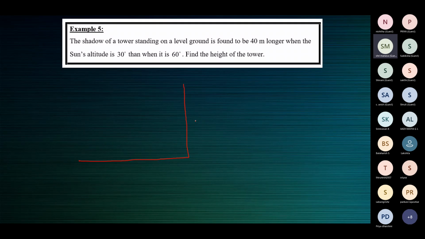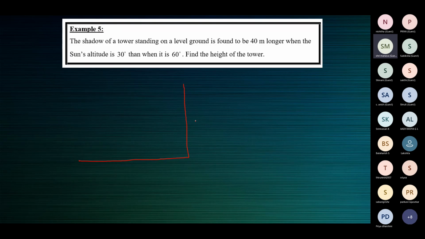But you know that the length of the shadow at different times of the day is different. Shadow is the shortest at noon. The length of the shadow will be different at different times of the day. The shadow of a tower standing on a level ground is found to be 40 meters longer. The tower doesn't grow taller or shorter. The tower is the same. The length of the shadow varies at different times during the day. So it's found to be 40 meters longer when the sun's altitude.